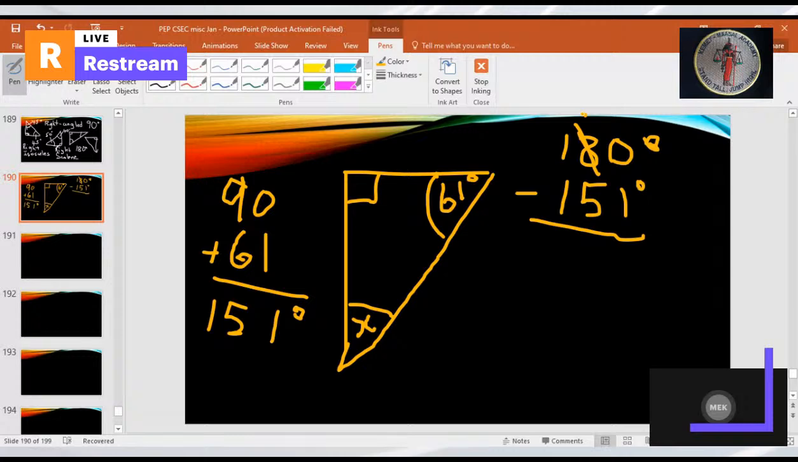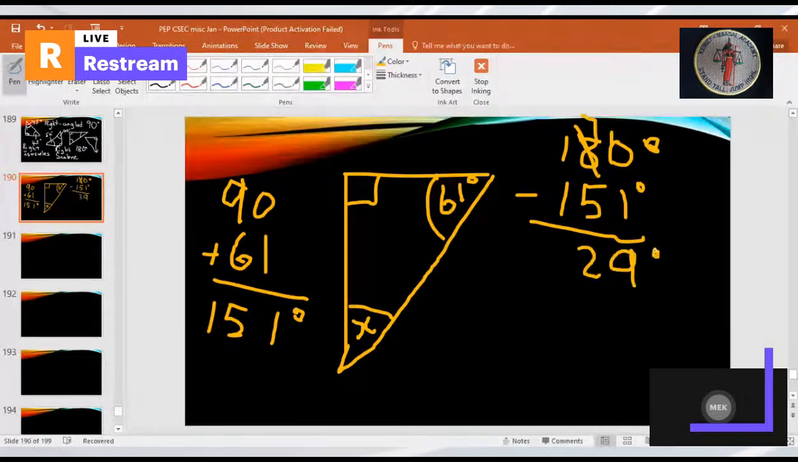And that's to find the missing one. You'll notice 29 degrees. But you know it is 90 from it. So they tell you that it's a right angle triangle, whether they draw the box or not. If they say to you it's a right angle triangle, you know that's a 90-degree angle.